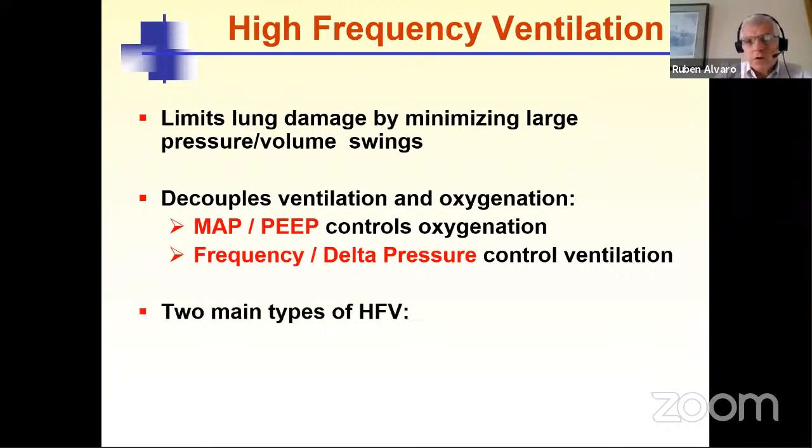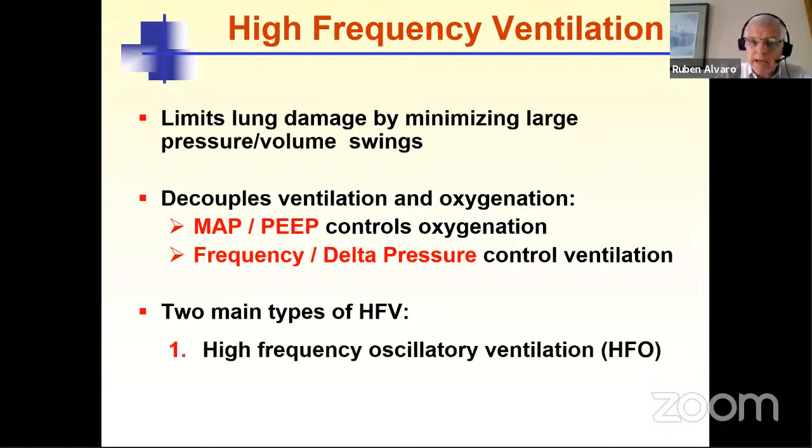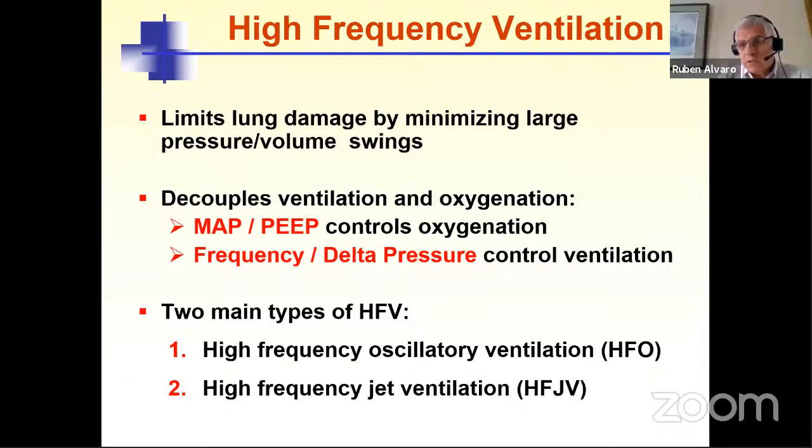There are two main types of high frequency ventilation. One is the high frequency oscillatory ventilation, which is much more common than the second one, which is the high frequency jet ventilation. High frequency jet ventilation is mostly used in North America. It's mostly used in Canada. We were fortunate to be one of the first few centers in the world that used high frequency jet ventilation here in Winnipeg in the early 90s. So we have acquired a lot of experience.